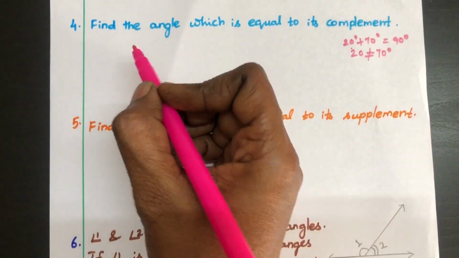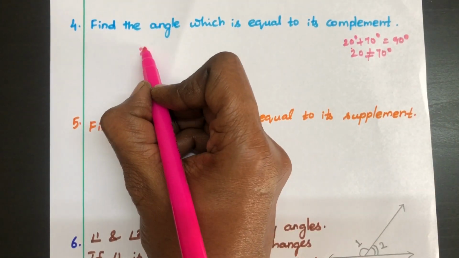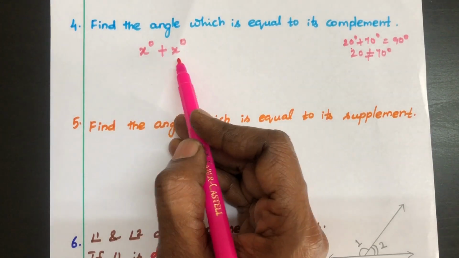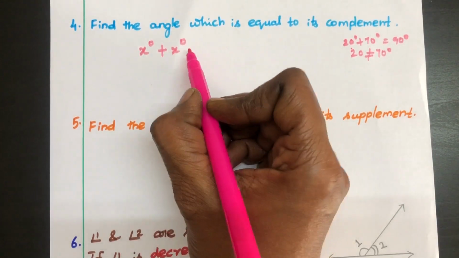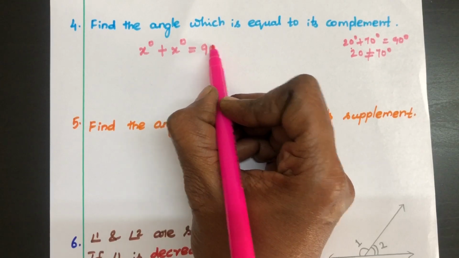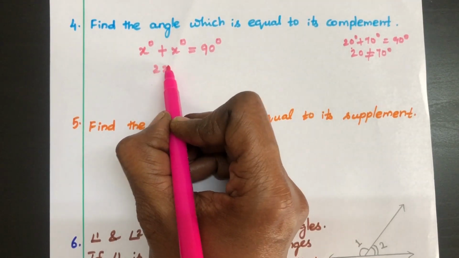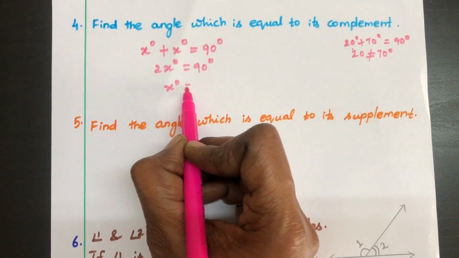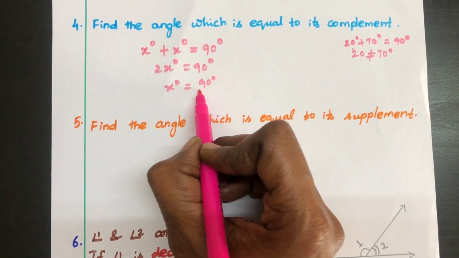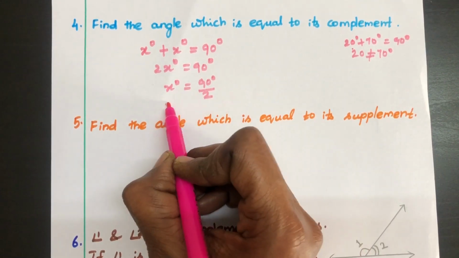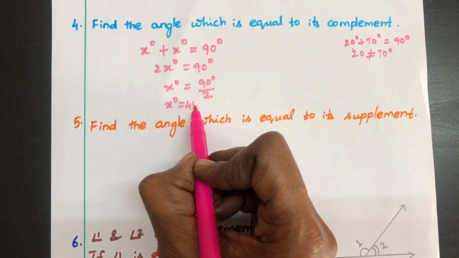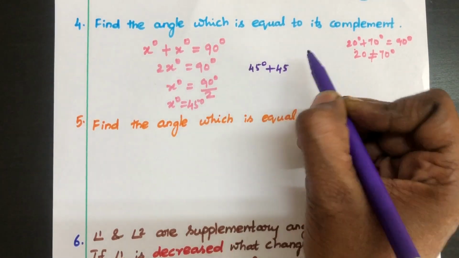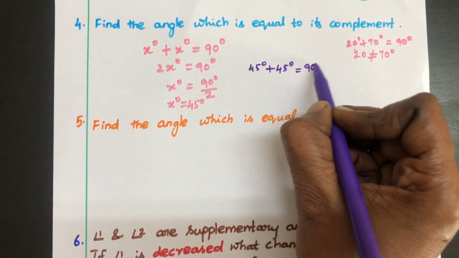So how to find? We don't know the angle. So just write x degree plus x degree. Another angle also equal, two equal angles. If we add, it should give you 90 degree. So 2x degree equal to 90 degree. x degree is equal to 90 degree divided by 2. x degree equal to 45 degree. If you add 45 degree to 45 degree, it will give you 90 degree.